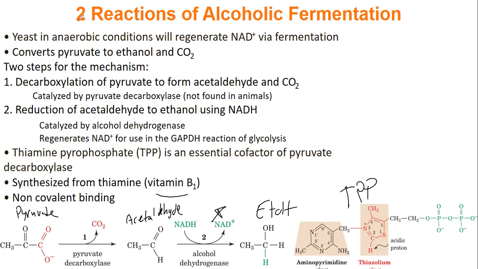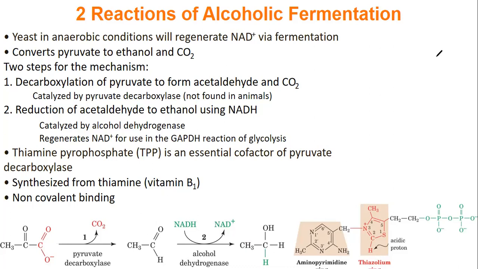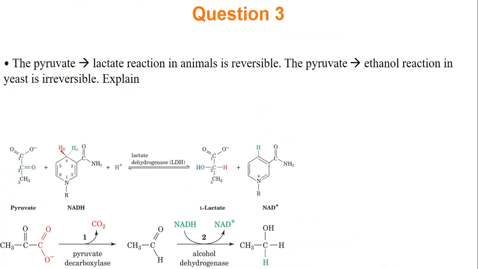And it's the same idea: remake that NAD+ so we can keep glycolysis going. So another good critical thinking question for people. Pyruvate to lactate, readily reversible. We can go one to the other. Pyruvate to ethanol, not reversible. Why? Why is one reversible? Why is the other one irreversible?